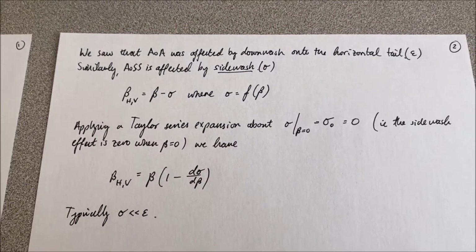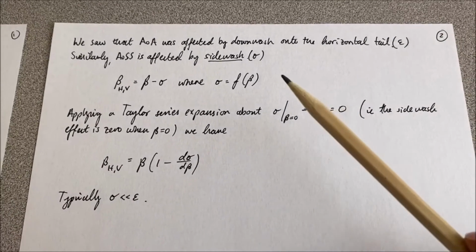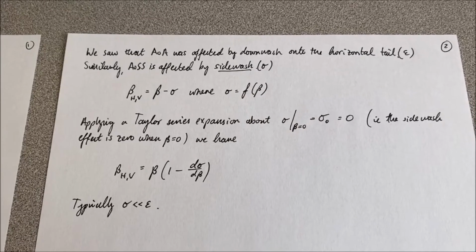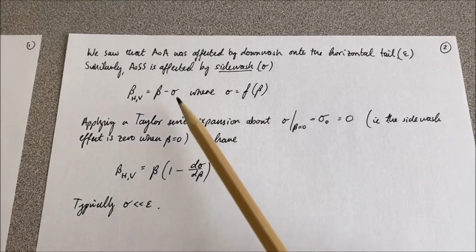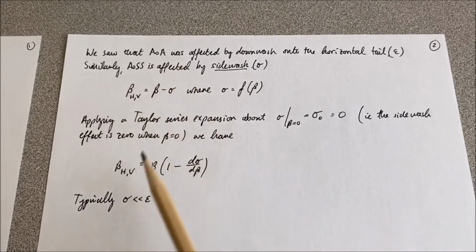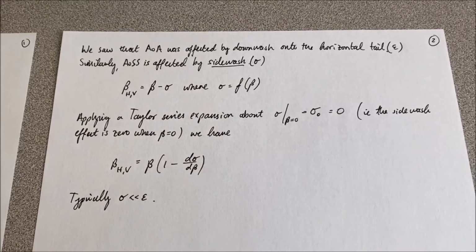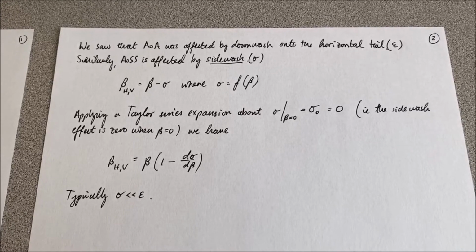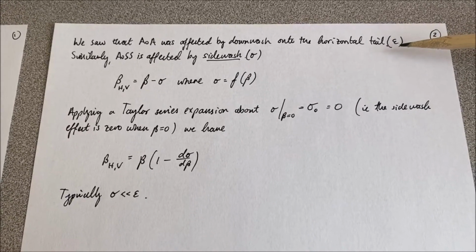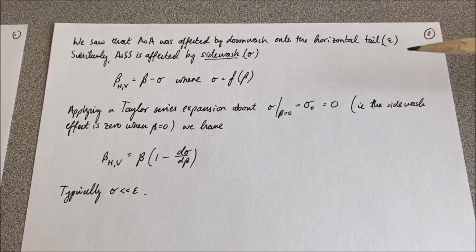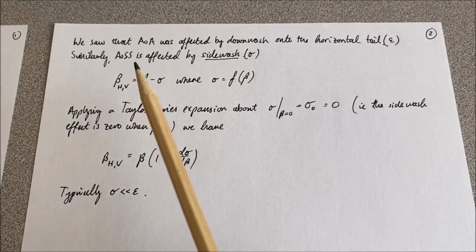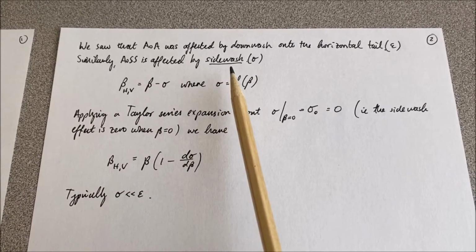So this sidewash effect then, we saw in the previous chapter when we were dealing with longitudinal forces and moments that angle of attack could be affected by the interaction of the wing and therefore change the effective angle of attack onto the horizontal tail. We called this downwash effect epsilon. And we have a similar effect in the lateral sense, right? So the angle of side slip could be affected by what we're going to call sidewash sigma.